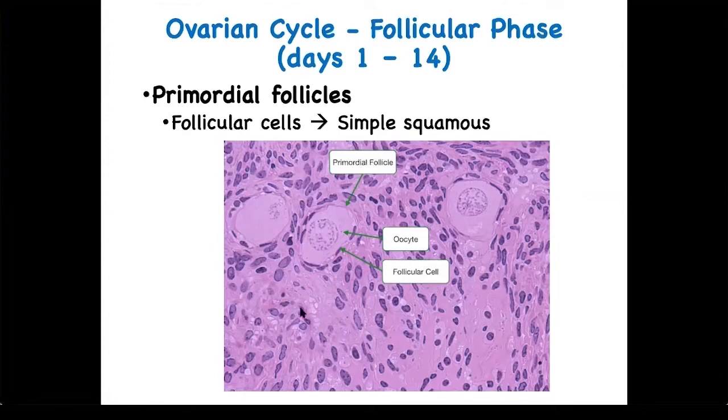In this histology slide, you can see primordial follicles. There's one here, another one there, and a third one there. The follicular cells are these cells here that make up the wall of the follicle, and you can see that they are flat cells, thus they are simple squamous. Inside the follicle, all of this is going to be the primary oocyte. This structure here represents the nucleus of the primary oocyte.